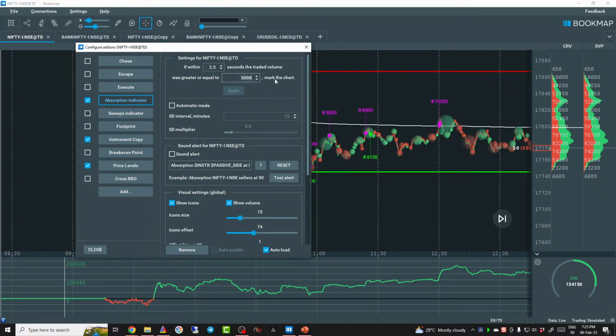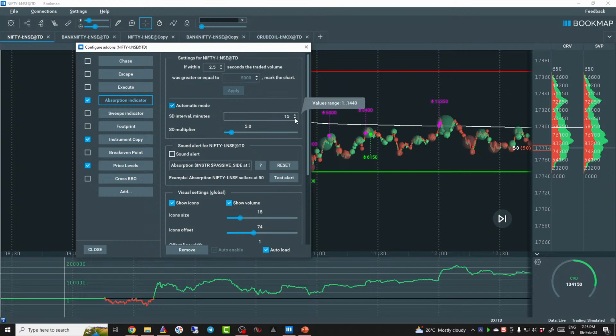Presently I am using a manual setting here. You can make it automatic. So there is an automatic mode. If I enable that, we will be able to see two important parameters. Number one is SD interval, so basically the look back period. Okay, look back period, presently it is 15 minutes.